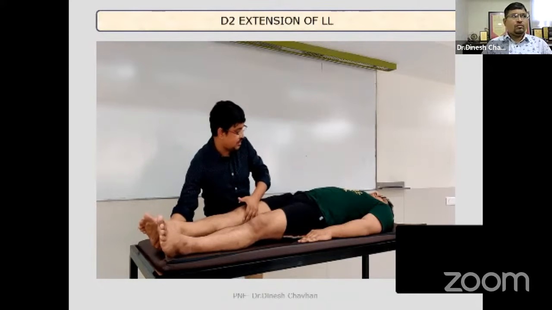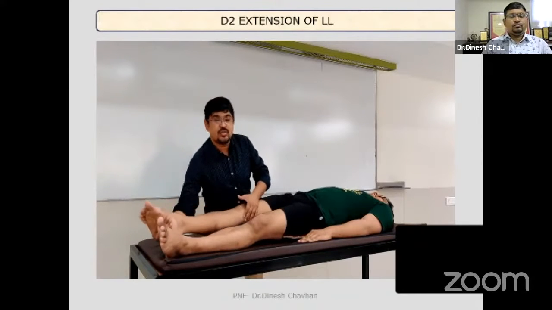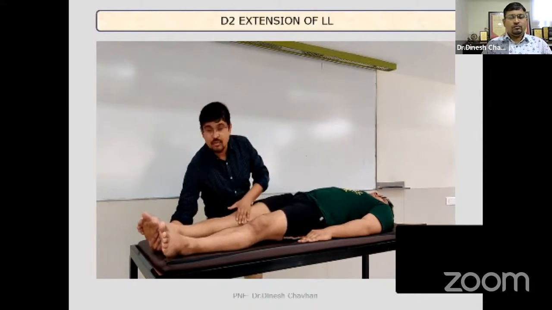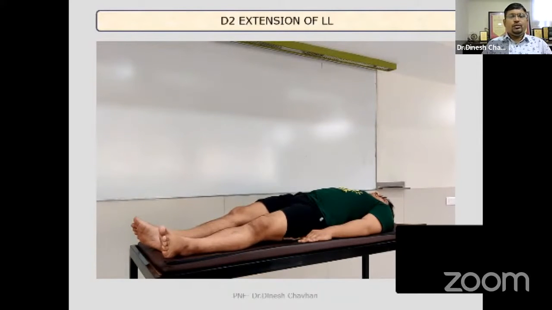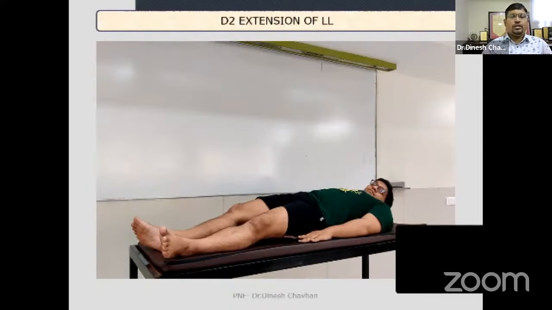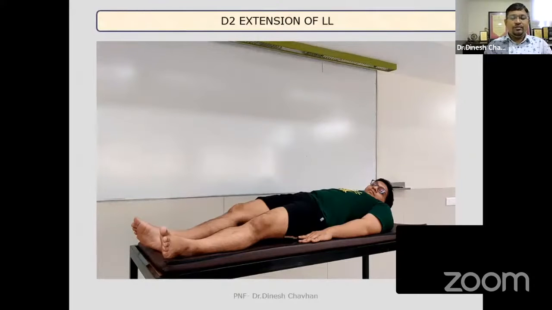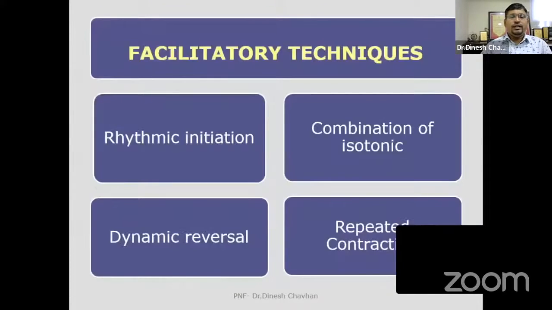So what is happening? Adduction, extension, external rotation at the hip, knee extension, plantar flexion and inversion of the foot. So D2 extension of lower limb, we have to start from the D2 flexion of the lower limb. So with this, we are done with our patterns. We have discussed the patterns with the reasoning and with the video. Now we'll move on to the techniques.